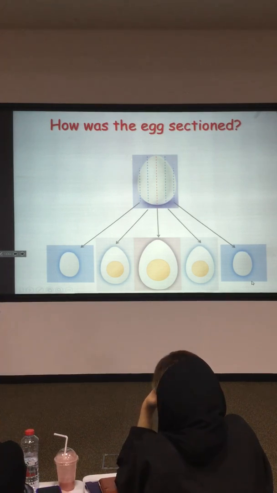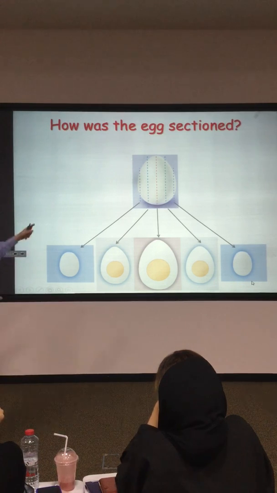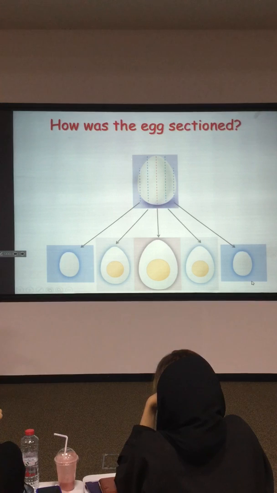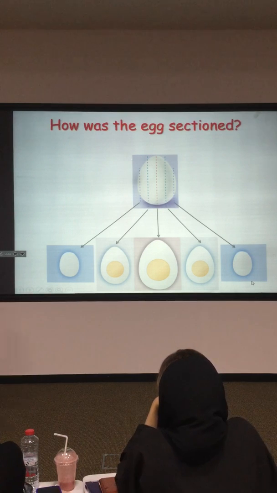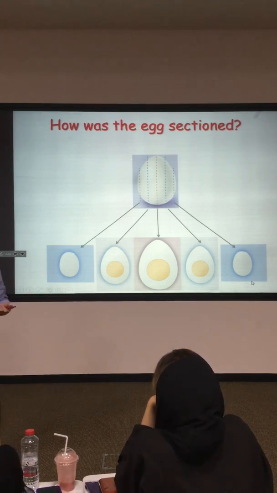Now, this is a very nice diagram. It has nothing to do with histology, but it has something to do with the interpretation in histology. So, this is an egg here, which is cut in serial sections, and you can see the serial sections here. So, how was this egg cut? Longitudinally. Do you see the yellow part of the egg in all the sections?